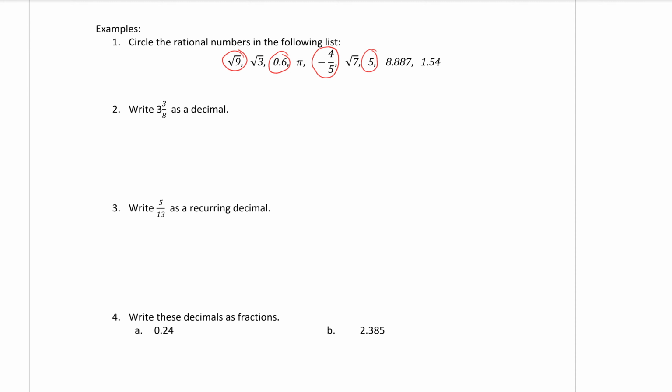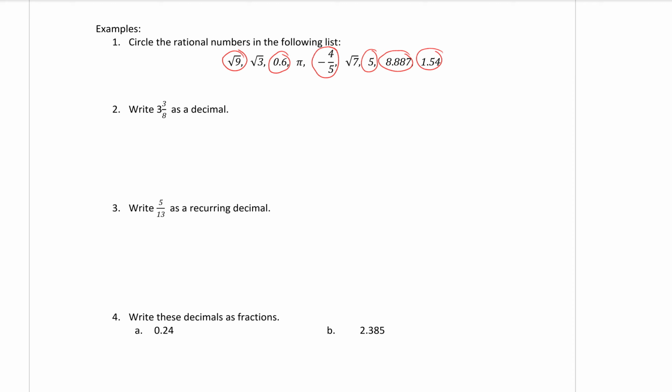8.887. Okay, it's only the decimals that we have to really think about. Everything else is rational, right? This one is a decimal, but it's a decimal with an end. So is it rational or irrational? Rational. Any decimal with an end is rational. And the last one, 1.54, also has an end, so it's rational again. So lots of rational ones in there.